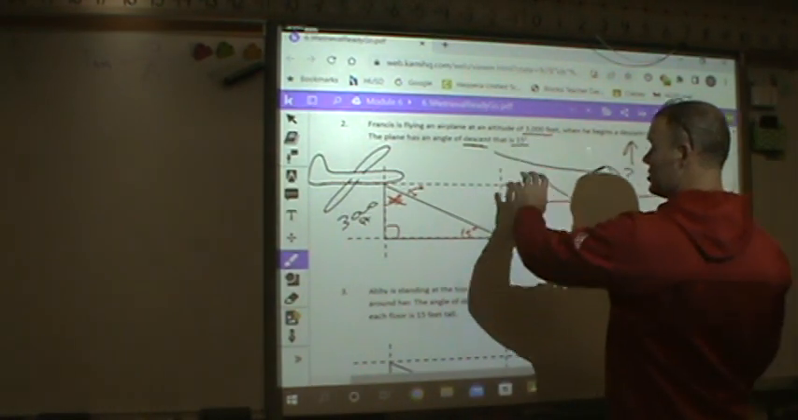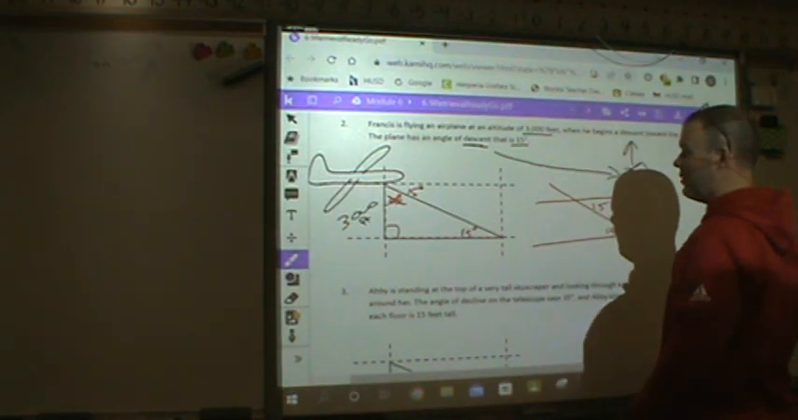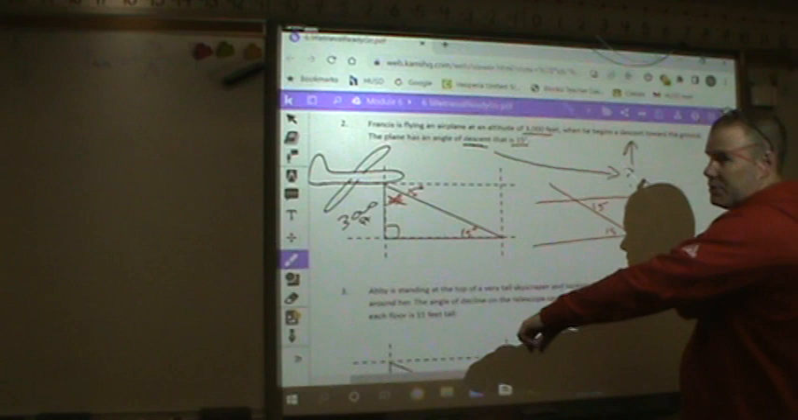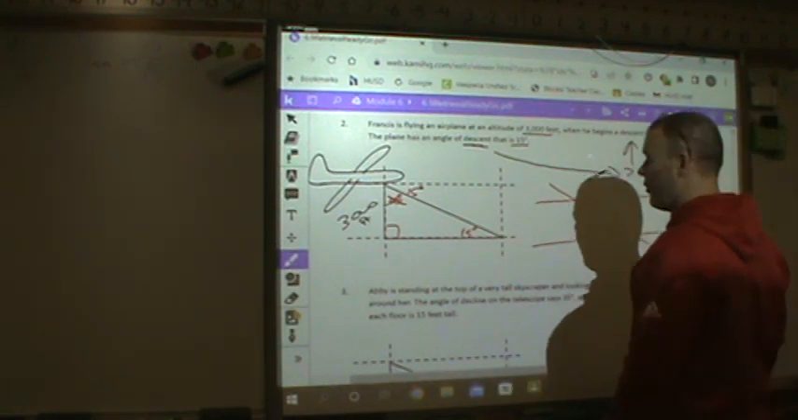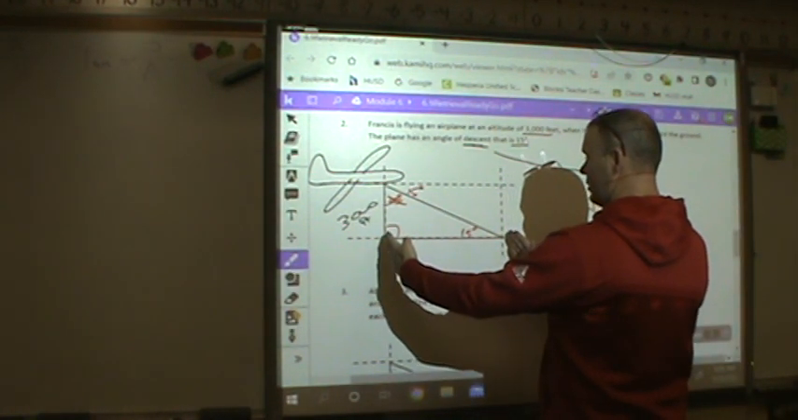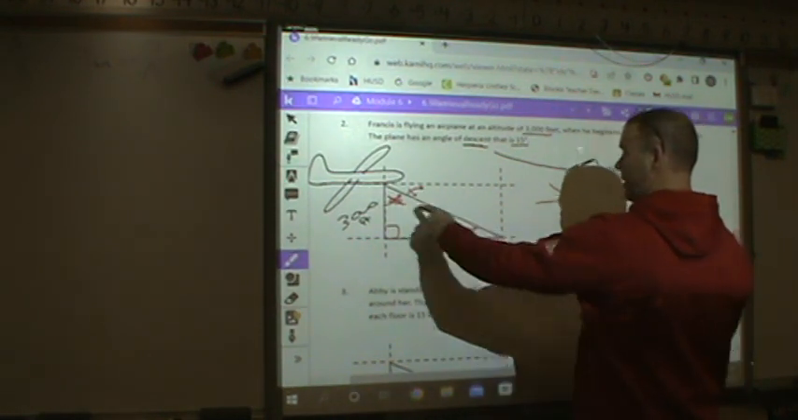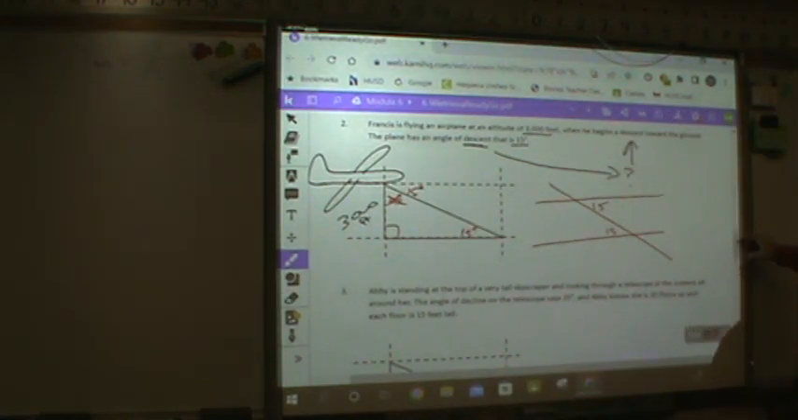And again, it just says set it up, it doesn't say solve. But if I wanted to solve for how far the plane is from the airport, this is where we have to pay attention. How far is the plane from the airport? That's the base of the rectangle or the base of the triangle. If I want to know how far the plane's going to fly, that's the hypotenuse. So we'll talk more about that.